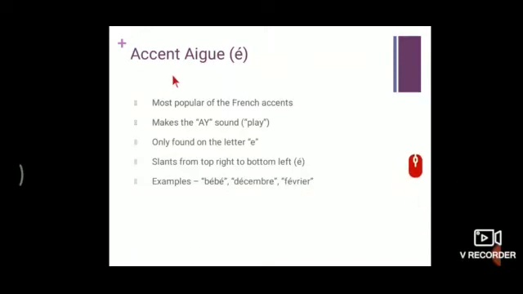So this is regarding accent aigu. It is the most popular of the French accents, and the sound is A. When you say play, the A sound comes, right? The same sound. And this is the only letter which has this accent, the letter E in French. It slants from top right to the bottom. How to do this slant? Keeping the pen here and putting down. Example: bébé, décembre and février.